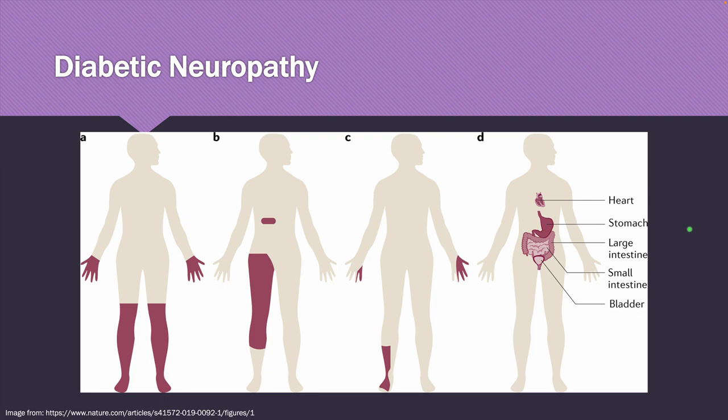For DM neuropathy, this is one of the images that we were able to get regarding the distribution of the affected nerves. The most common would have to be here in A. Okay? This is the glove and stocking pattern, but you may also have involvement of other parts, and even the internal organs may be affected as well.